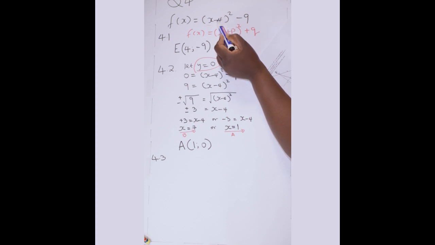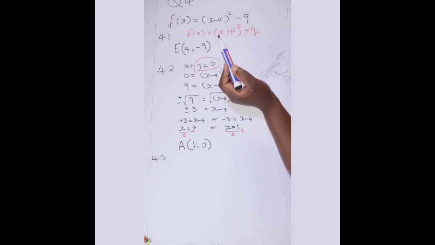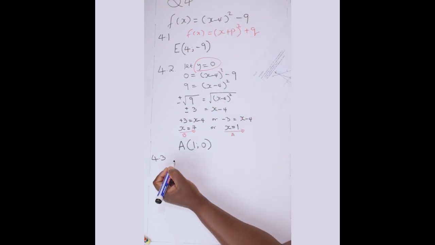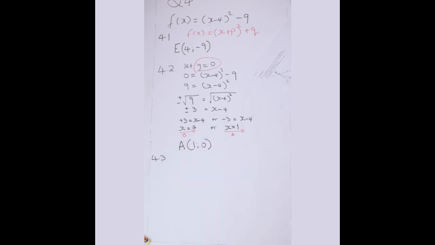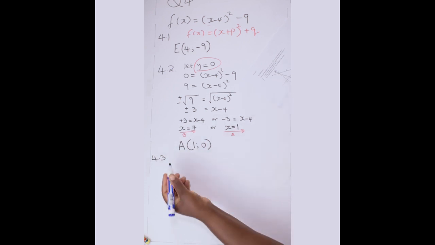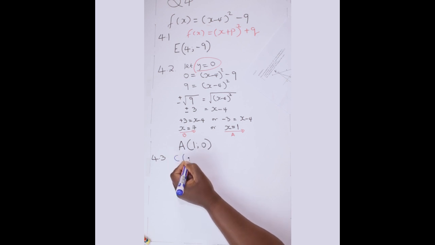In other words, you're going to say minus 4 times minus 4, which will give you 16. And you subtract 9 from it, for which you will be left with 7. So the coordinate of C is going to be 0 and 7. So let's write that down. The coordinate of C is 0 and 7.